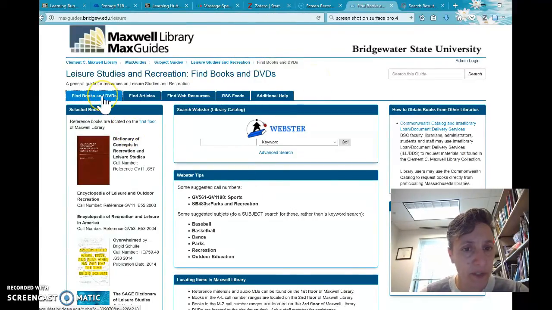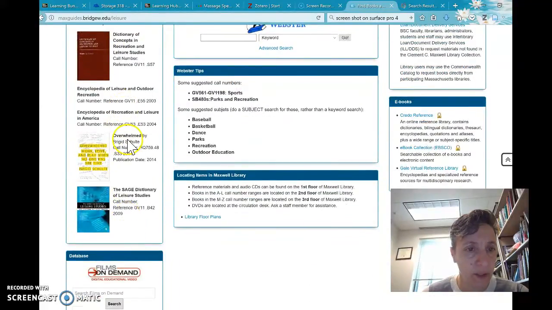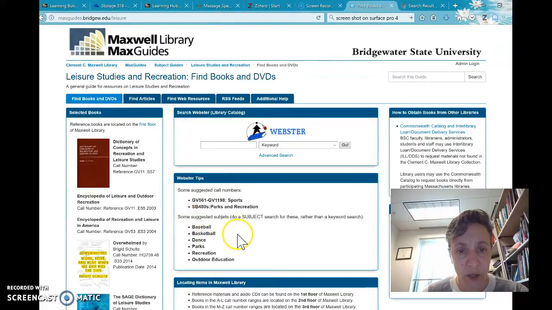So here you have find books and DVDs. How do you do that? Find articles, web resources, and other help. So to find books, here's some reference books that are in the topic area. Call numbers, you could go to the library and look in the GV section. And you could look for books under keyword.